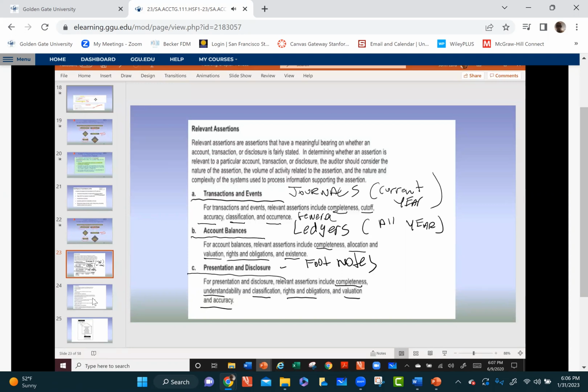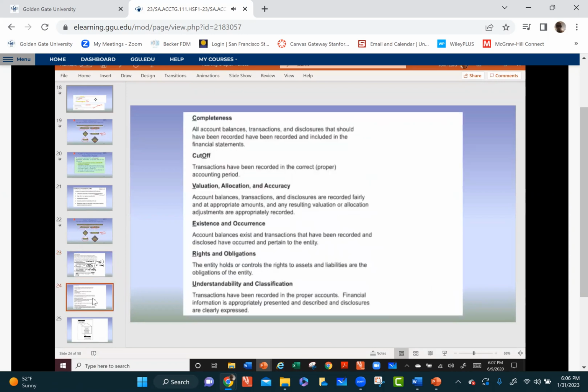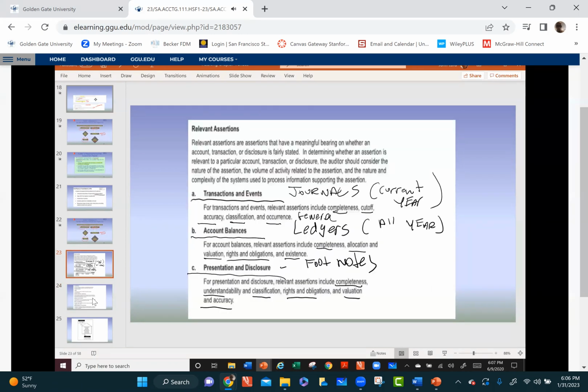Now let's just think about these assertions for a second. In fact, let's just go over them, well, let's talk about it here, and then we'll go over and look at them on the next slide as well. But let's just go ahead and look at them right here.